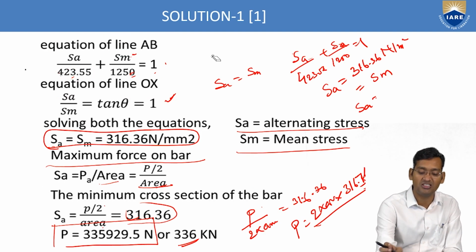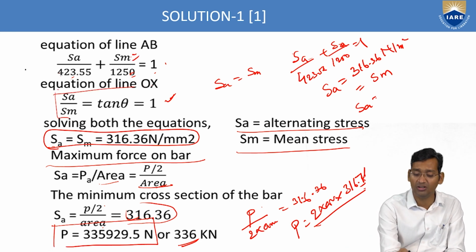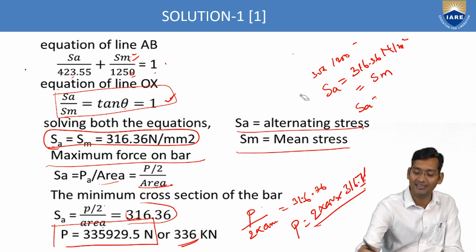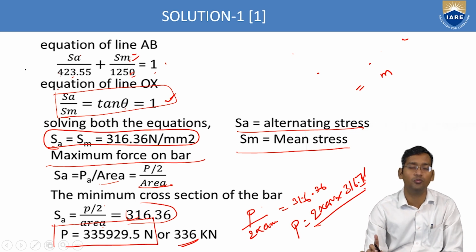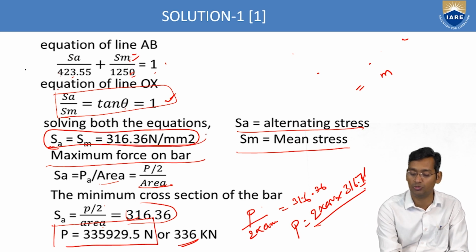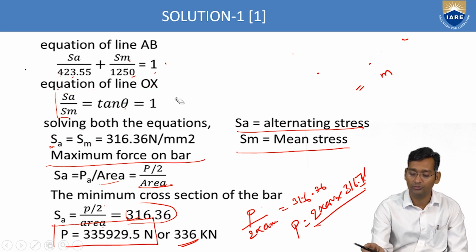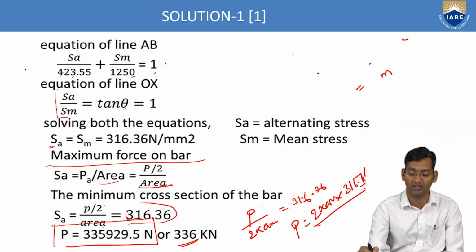Now SA equals SM, we got that, just replace here, right? Another one is SA by SM equals tan theta, just substitute that SA equals SM. After that, solve for SA. You can replace SM with SA or SA with SM, anyone you can do, but what we require is SA, so we are replacing SM. So SA equals SM equals 316.36, this value we got, right? Here SA is the alternating stress and SM is the mean stress, that we already know, but still I mention it here.